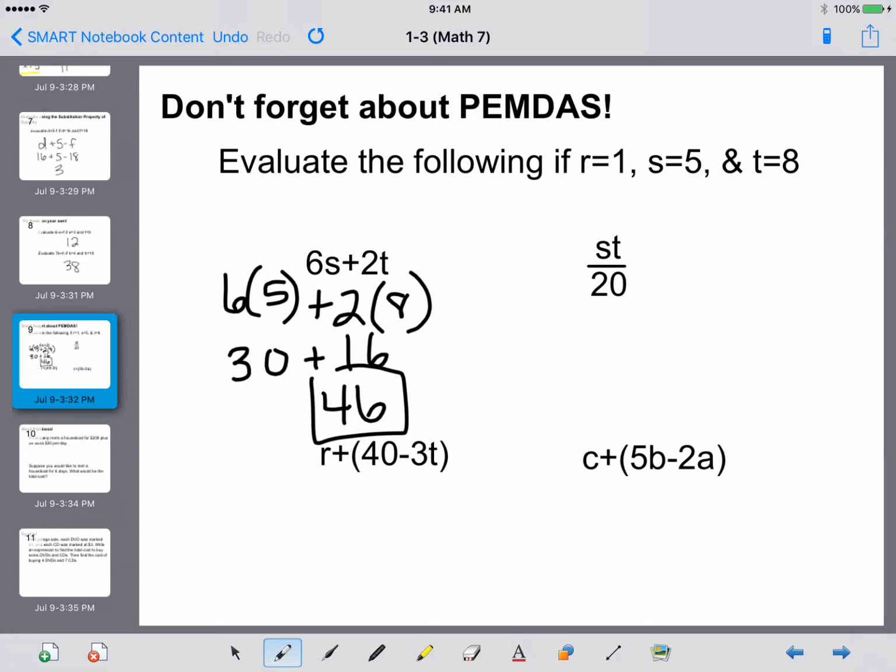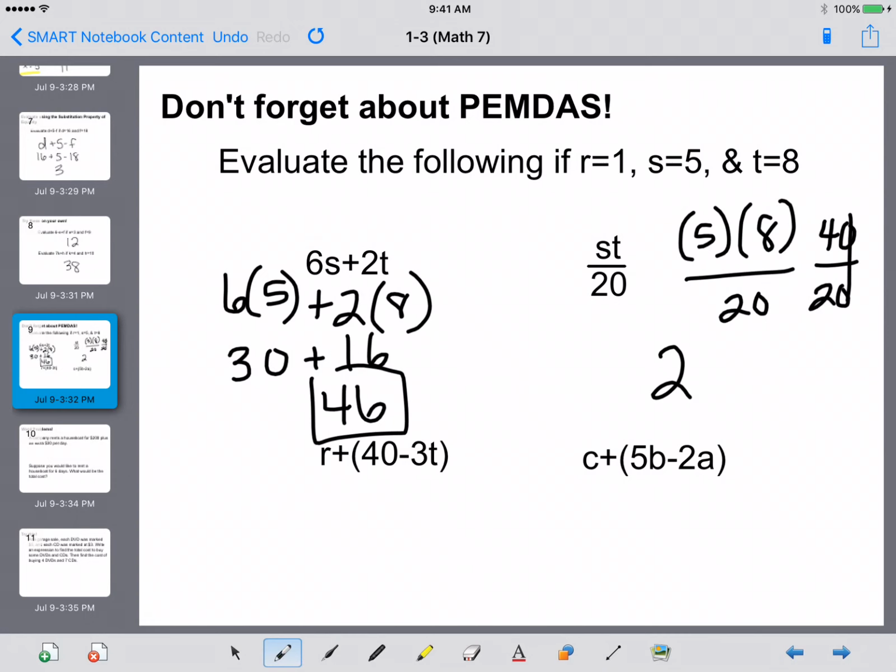ST over 20, so that means we're replacing S with 5 and T with 8 over 20. With our parentheses, parentheses mean multiply, so 5 times 8 is 40 over 20. When I'm looking at this, I can just cross out my zeros. 4 divided by 2 is 2.